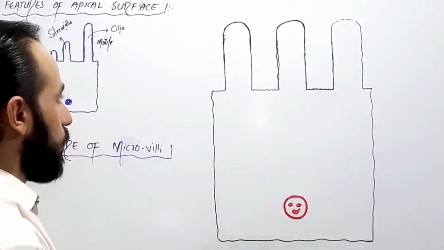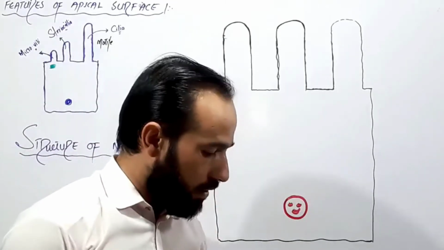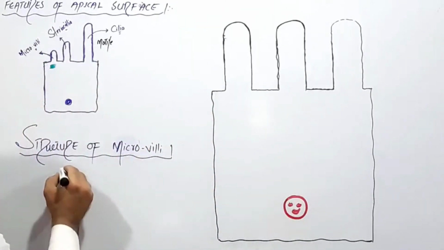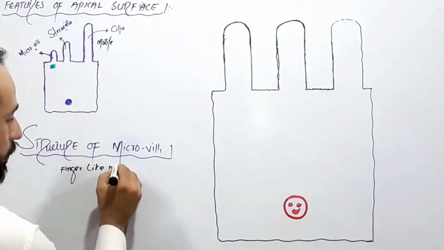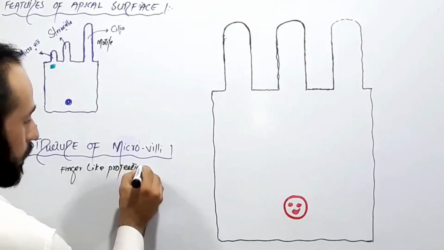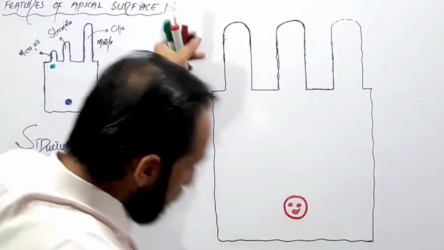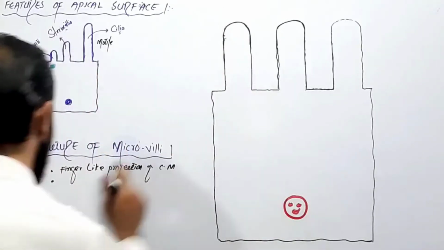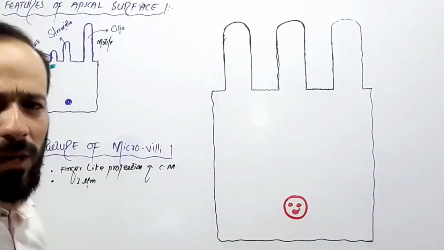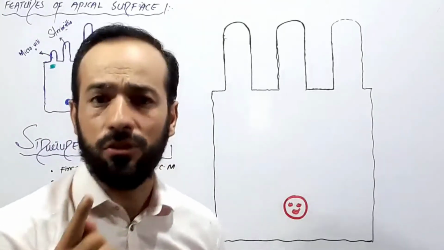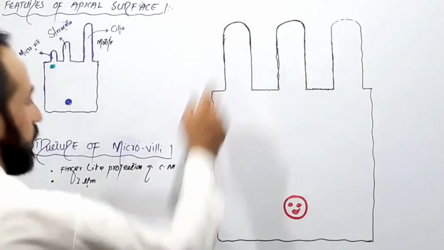So first of all, we should know that microvilli are finger-like projections of the cell membrane, right? Then the next important point: what can be the length of these microvilli? The length of these microvilli can be 1 micrometer, which is very, very small. So they are very small upward projections of the cell membrane, right friends? Now let us go to the detailed structure first.